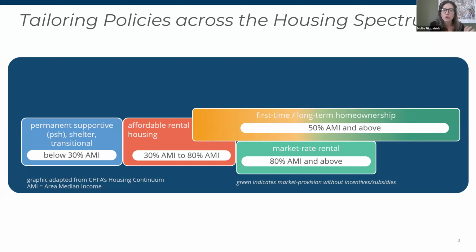So starting at the lowest affordability end, which is below 30% AMI, or area median income, that typically includes things like permanent supportive housing, shelter options, or traditional housing. Then 30% to 80% AMI is really what we call affordable rental housing, that sometimes has an income restriction, sometimes is provided by the market. Then moving up into market rate rentals, about 80% AMI and up, as well as home ownership opportunities at about 50% AMI and up.